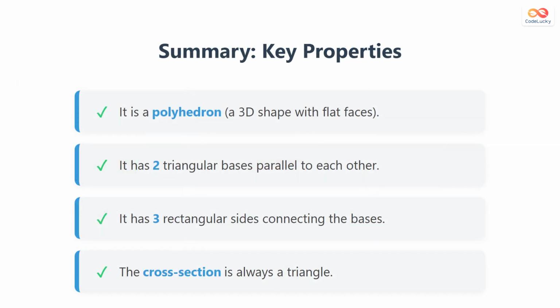Let us quickly review the key properties. It is a polyhedron with flat faces. It has 2 triangular bases and 3 rectangular sides. And remember, no matter how you slice it parallel to the base, the cross-section is always a triangle.